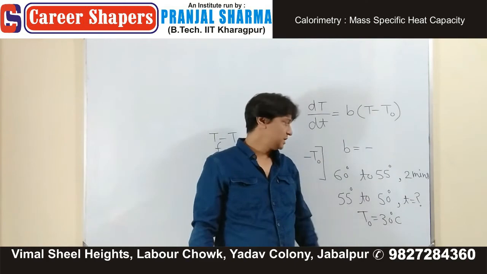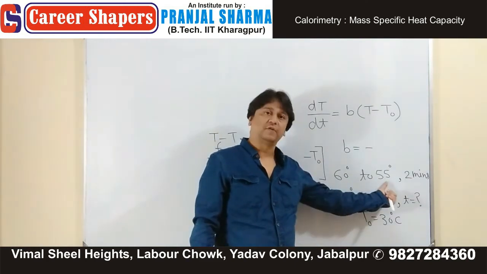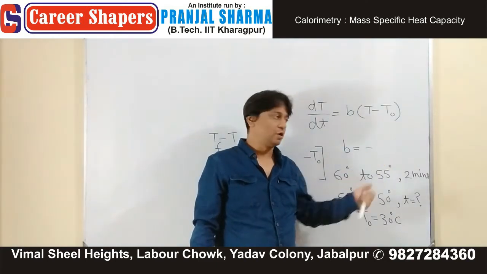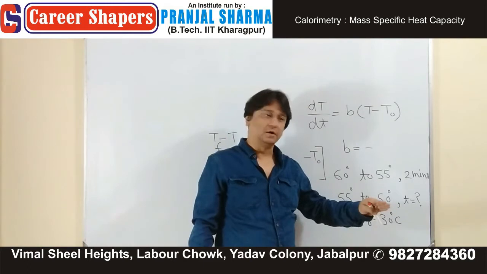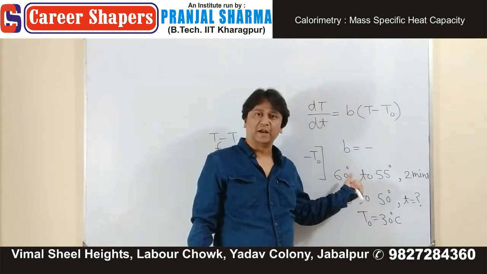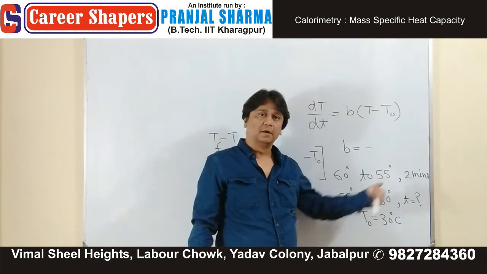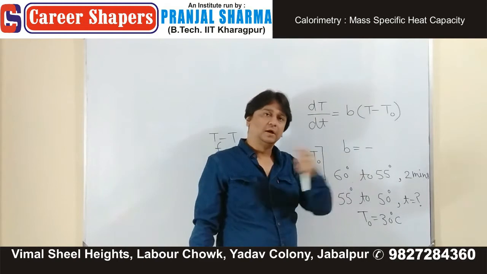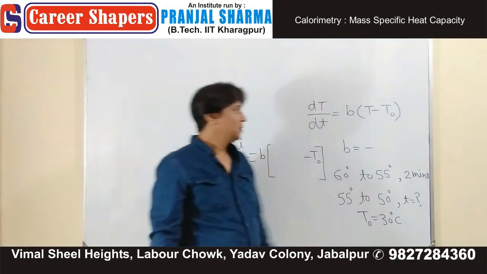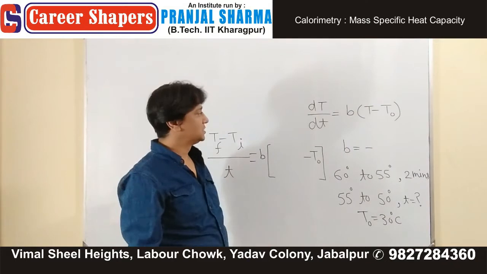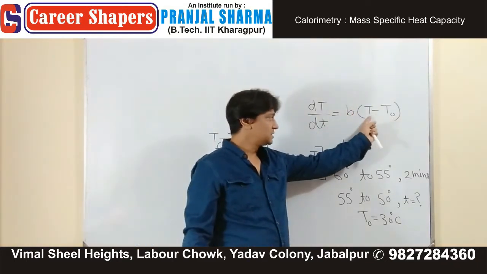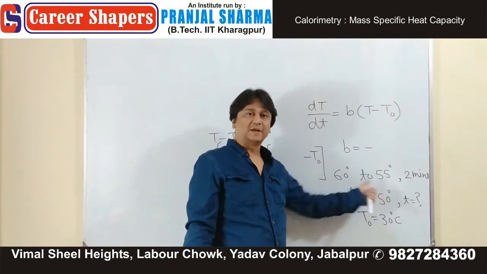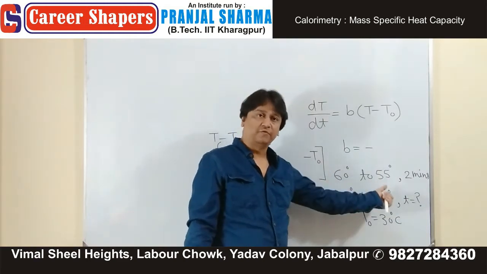T is continuously changing from 60 to 55. When you use integration, it takes care of the continuous part. 60 becomes 59, then it becomes 58. The whole process, when you are using integration, takes care of the continuity. But in this approximated version, what should we take this T as? 60 or 55? Temperature was initially 60 and then it became 55.